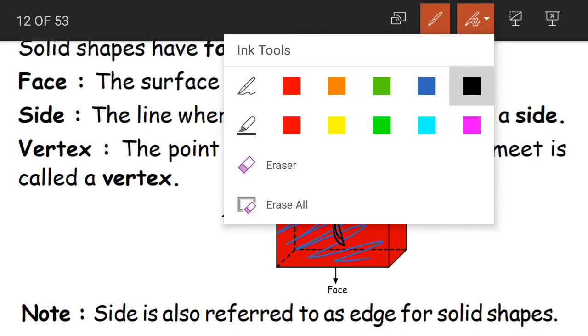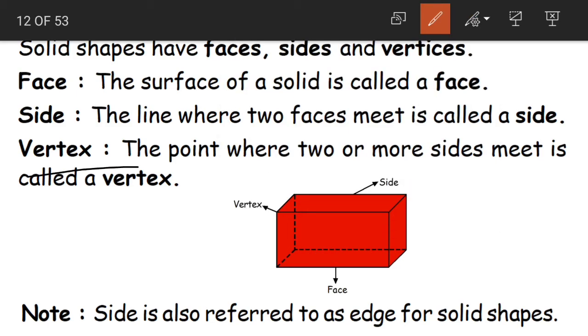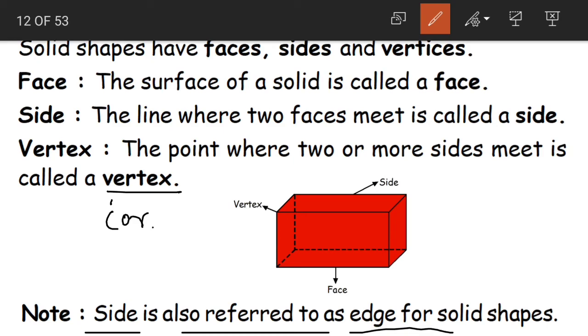And what is the vertex? As we have already learned, a vertex is nothing but the corner where two or more sides meet. Yes, two or more of these lines meet. Note, a side is also referred to as an edge for solid shapes. What is the other name for vertex? It is nothing but a corner. In the same way, the other name for side is edge. Understood, children? This is about the faces, sides and vertices of solid shapes.